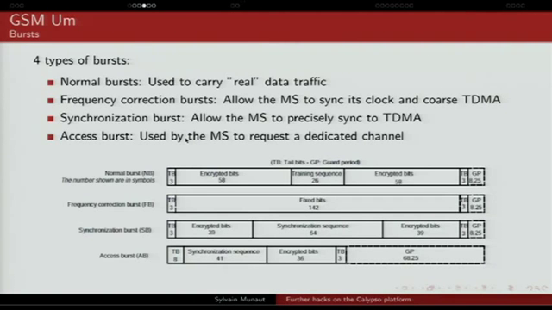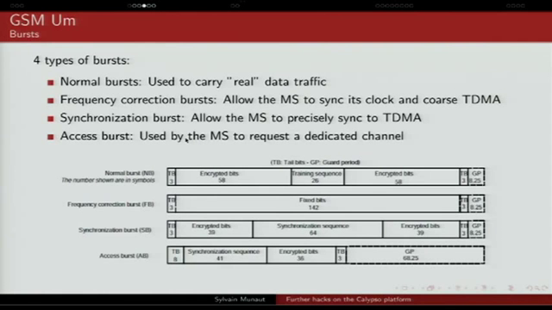So the first two types are frequency correction burst and synchronization burst. Those are sent only by the network, and they are received by the phone, and they allow the phone to essentially synchronize to a cell, discover very early timing information and things like that the phone will need to actually camp to the cell, discover its identity, and things like that.